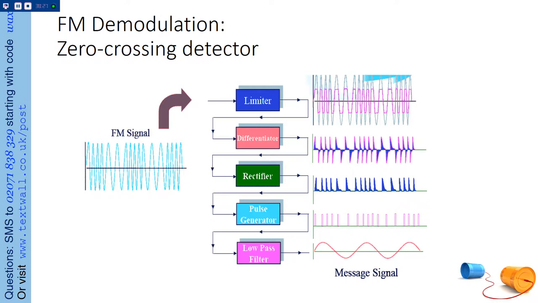So what we try to do is to count these zeros. To do that, we first limit the amplitude to eliminate any variation. Then we differentiate, then we rectify, then we generate pulses. Then we integrate those pulses using a low-pass filter. That gives us another version of our message signal. Okay? So we don't need to go into this in much detail. You just need to know the sequence of these blocks in our demodulator.